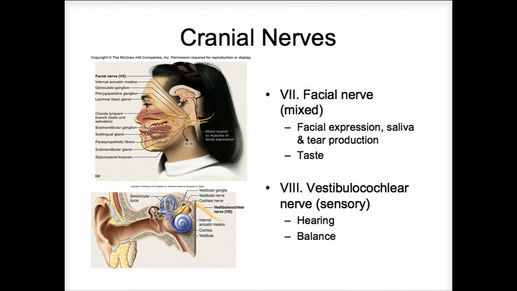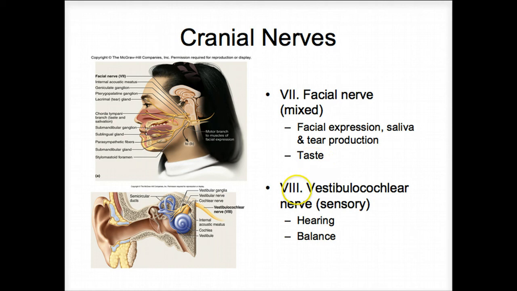All right, on to number 7. This is the facial nerve. And this is mixed, meaning again sensory and motor functions. As far as motor, it is included in facial expression, and again this has quite an extensive amount of branching, so it's going to go to a lot of the muscles that help us show our different emotions, our facial expressions. Saliva and tear production, also involved with the facial nerve. Sensory component is taste.